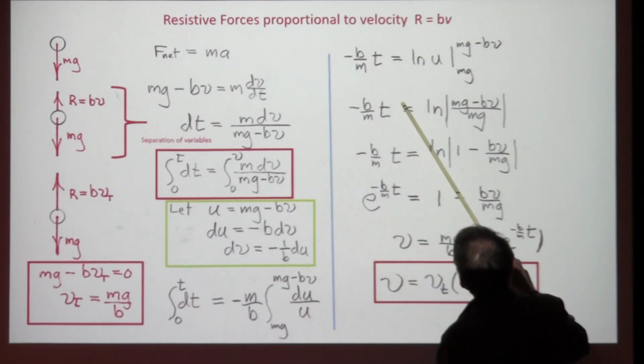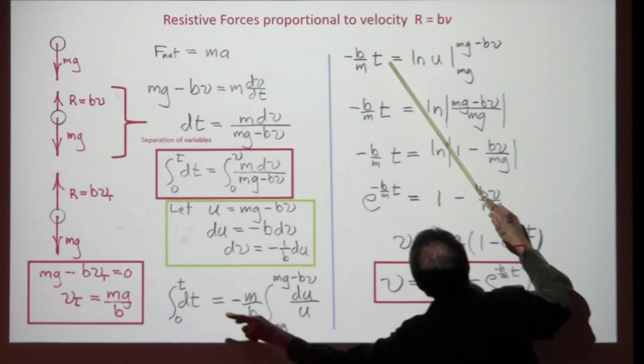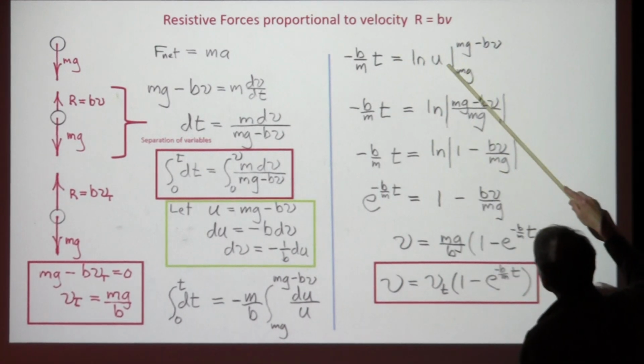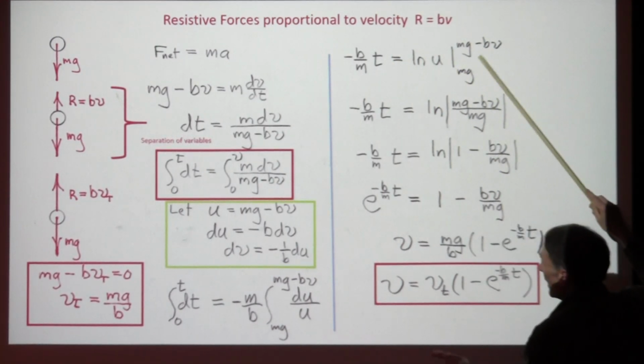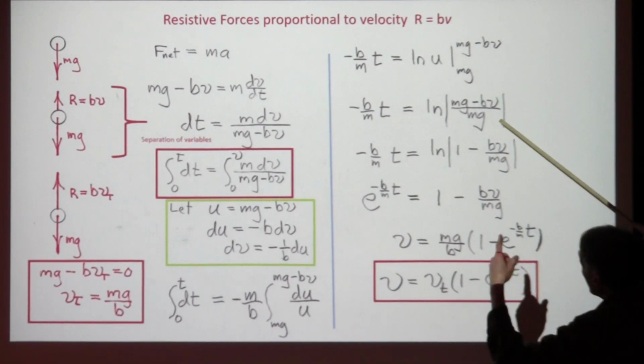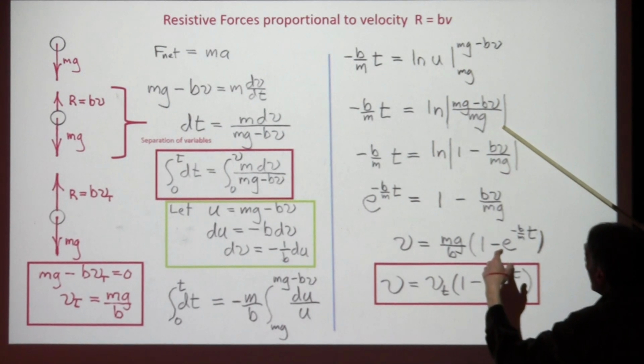This just integrates to being t. I took this minus mb over to the other side. And then this would be du over u, so that's the natural log. I have to adjust these limits, so those of you that know how to do this, do this. If you haven't seen it before, it could be interesting just trying this.